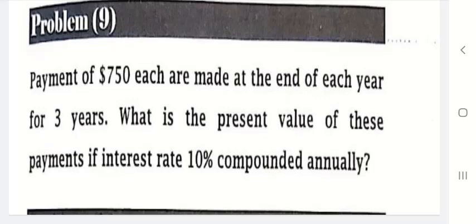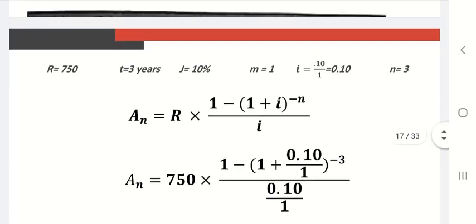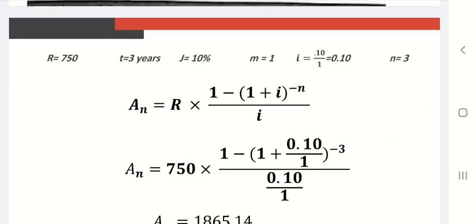We will start with J. J will be equal to 10%. And because it's compounded annually, M will be equal to 1 and I will be equal to 10% over 1, equal to 10%. The formula for the present value of ordinary annuities is A sub n equal R times (1 minus (1 plus I) to the power negative n) over I. Again, A sub n equal R times (1 minus (1 plus I) to the power negative n) over I.